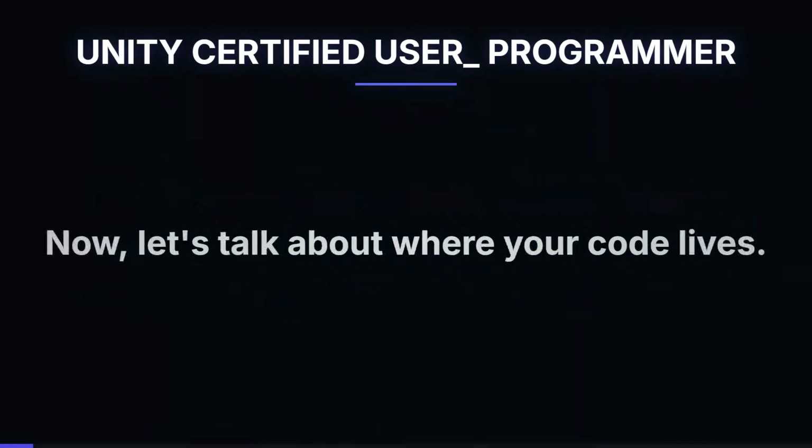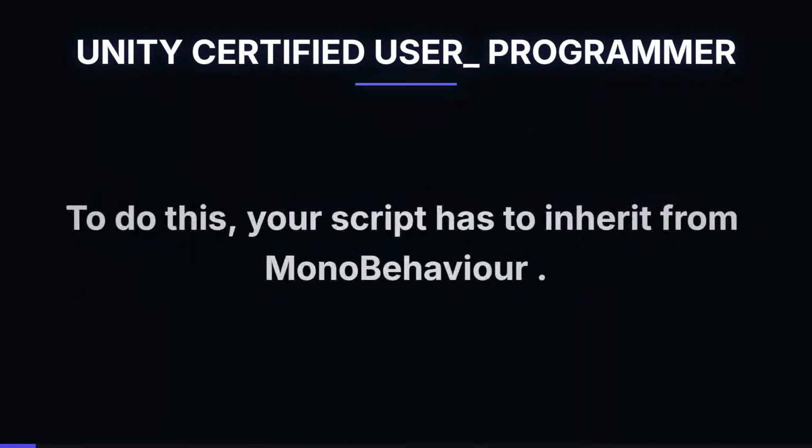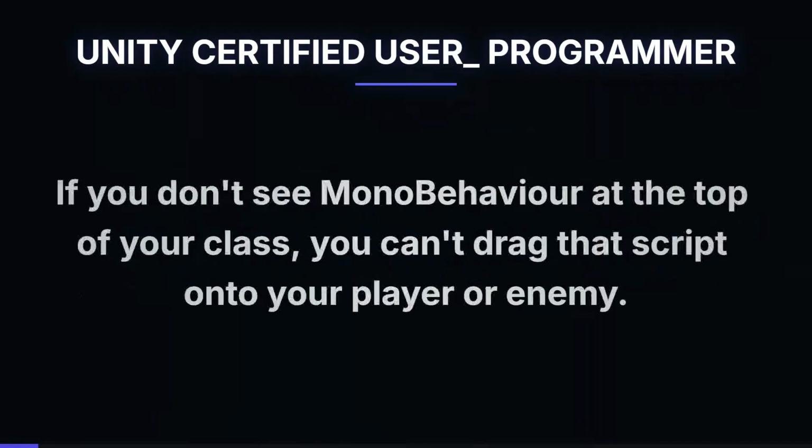Now, let's talk about where your code lives. In Unity, most of your scripts will sit on objects in the game. To do this, your script has to inherit from MonoBehaviour. That is a big word, but it just means your script can attach to a game object. If you don't see MonoBehaviour at the top of your class, you can't drag that script onto your player or enemy.